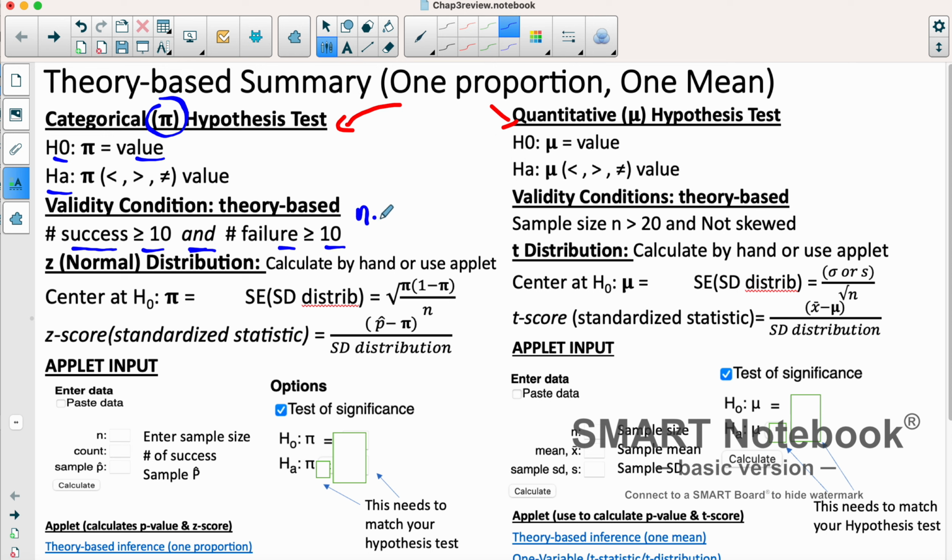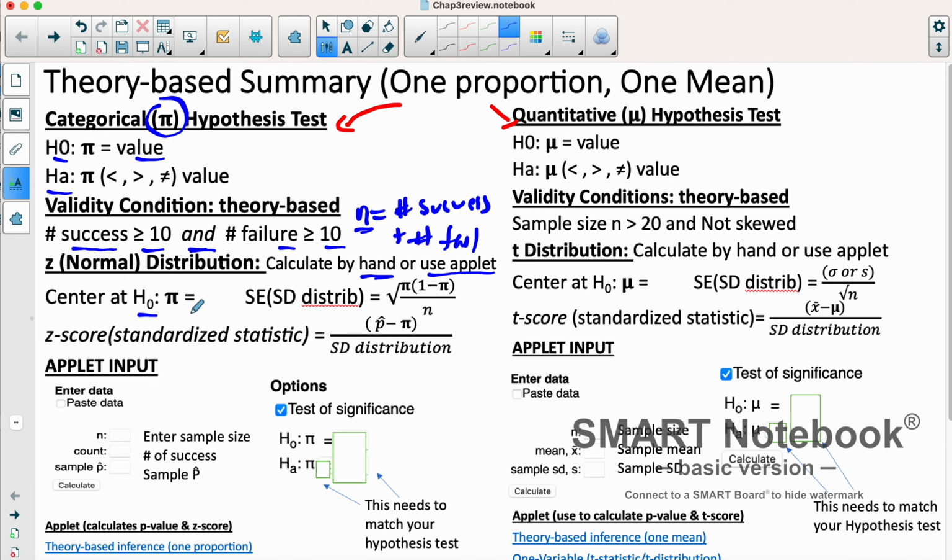So our sample size n is equal to the number of successes plus the number of failures. All right, so if we have a total sample size of n, successes plus failures equals the total sample size. When we're doing the theory-based approach, we've got a normal distribution. Some problems are going to ask us to calculate this by hand, or we can use the applet. They both really result in the same thing, but you need to know how to do it both ways.